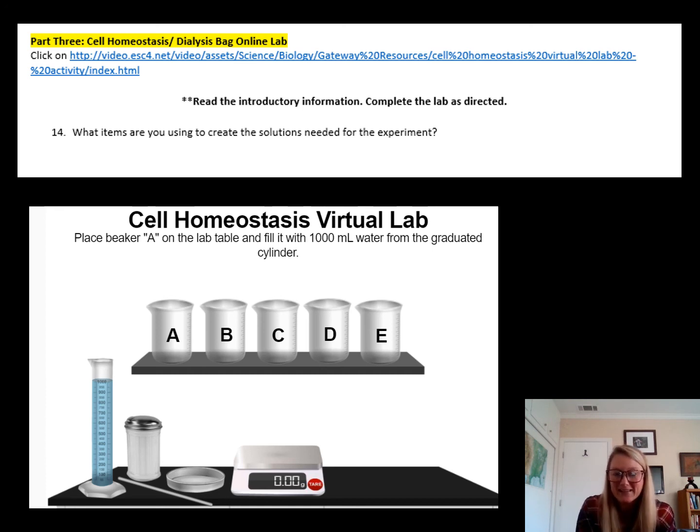Like I stated last week, remember there's no formal lab report needed. You just need to work through this lab, answer the questions that are on the paper, and then submit it to Blackboard by next week's due date.